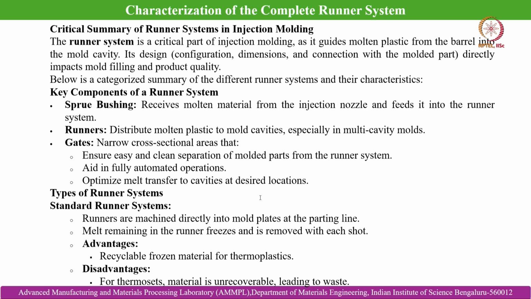Okay. So, with this we will go into the critical summary of runner systems in case of injection molding. So, the runner can be of two types, that is hot runner and cold runner. These are the two different kinds of runner generally used for injection molding. So, what is the difference in these two runner systems? In case of hot runner systems, the material which is entering into the mold cavity always remains in the fluid state.